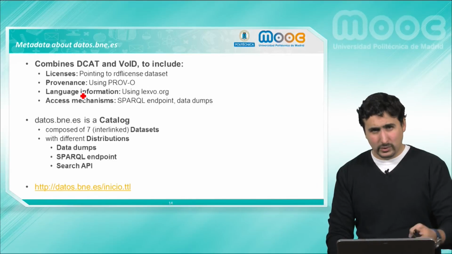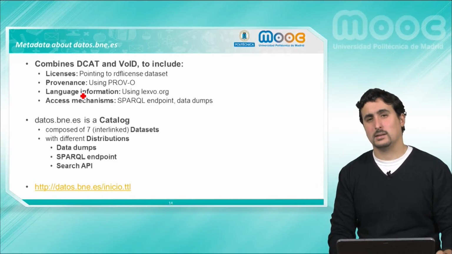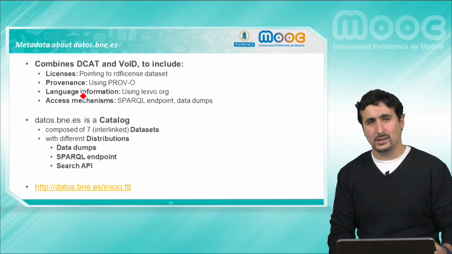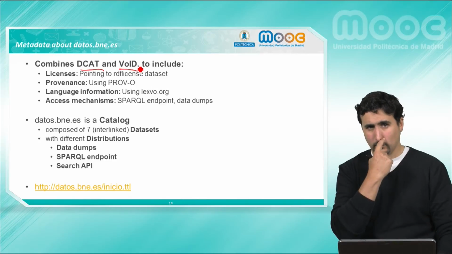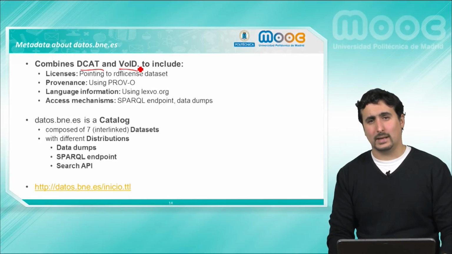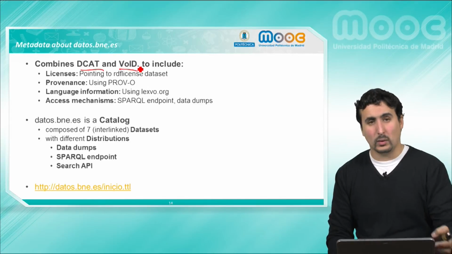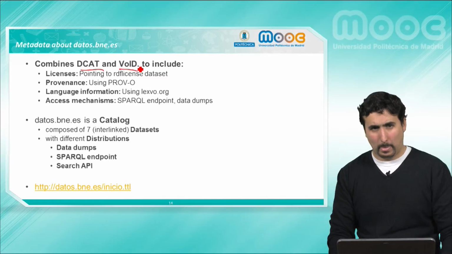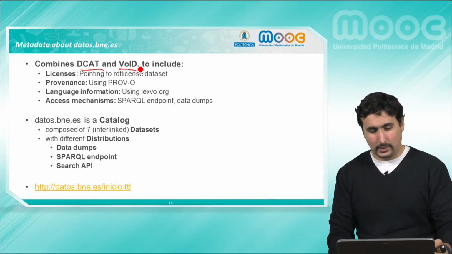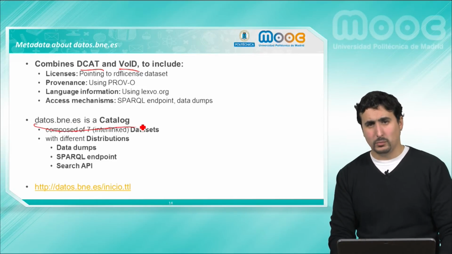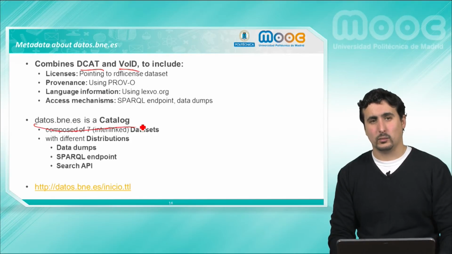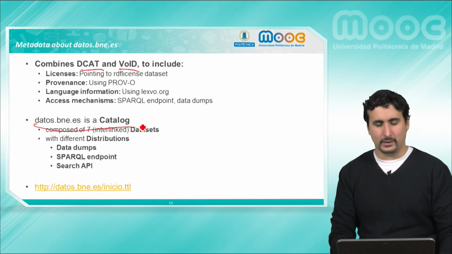So, as an example, we introduce here how the data from the Spanish National Library is annotated using, in this case, both DCAT and void. It includes information about the license, the creation provenance, the language and how to access it online. It defines datos.bne.es as a catalog, as we see here, composed by 7 different interlinked datasets, which can be accessed using different mechanisms.